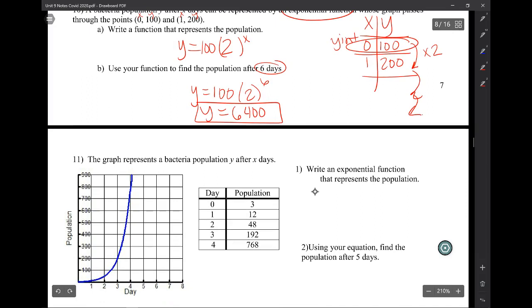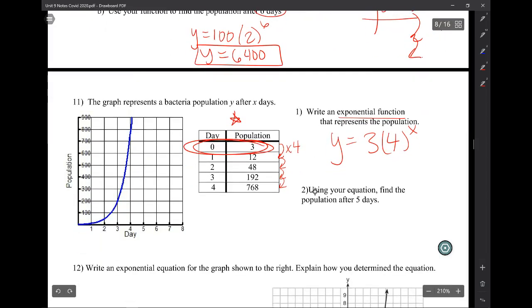Number 11, again, very similar. I gave you a chart, a graph to take a look at. I also gave you the table of values. I'm going to use my table of values more than the graph option. Write an exponential function that would represent the population. So here we go again. Find your equation. What is your growth factor in this case? To get from 3 to 12, 12 to 48, those are probably the most obvious ones to figure it out. I am multiplying by 4. And they even gave me my population. I started with 3.